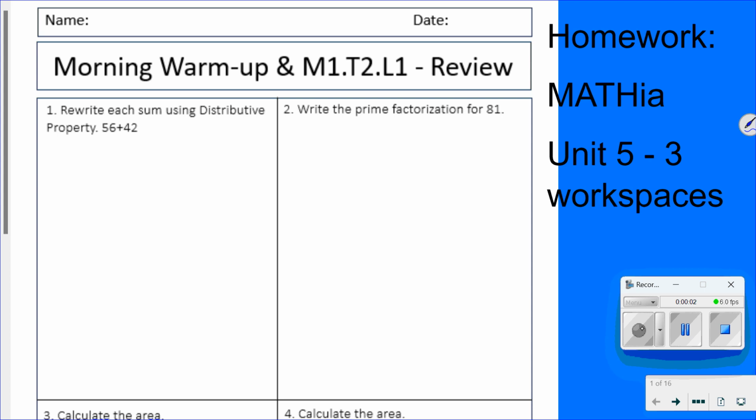All right, guys, let's look at your morning warm-up and Mod 1, Topic 2, Lesson 1 review sheets. Number 1, it says, rewrite each sum using distributive property. So last time we got to this part, we're going to go backwards. We're working backwards now. What do I need to find to rewrite this?